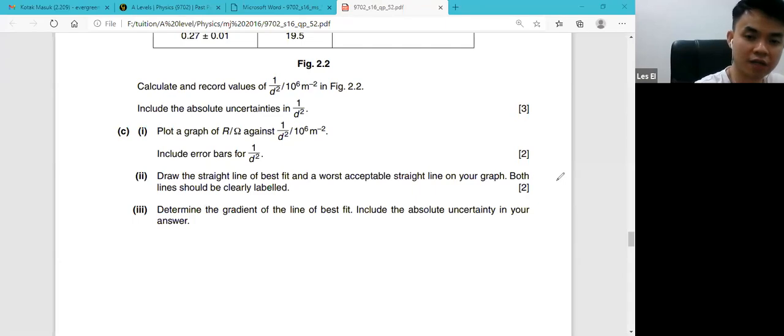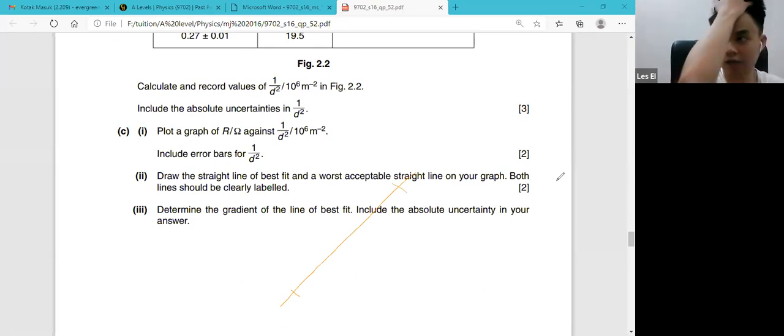If you want to find the gradient, the method is, let's say this is your best fit line just now. You should draw a right angle triangle, and it should cover at least half of your line segment.